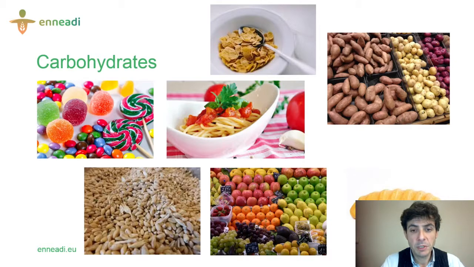Carbohydrates represent an important component of many foods, and here the picture represents an example and a list of these products. Carbohydrates are present in cereals, tubers like potatoes, but also, of course, breakfast cereals, fruits, some vegetables, and of course every kind of candies and sweets we can eat. So carbohydrates are an important and large group of nutrients.